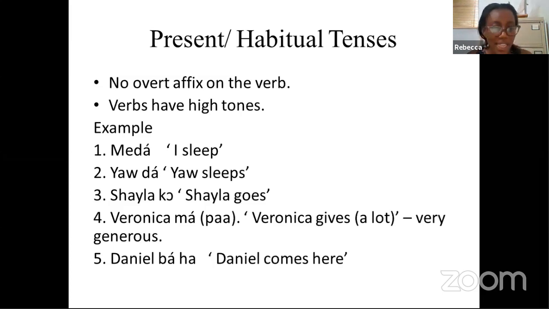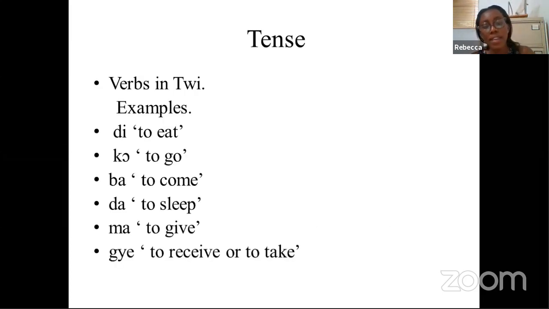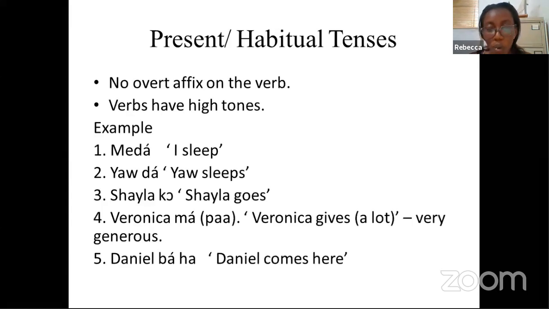That's simple. Now the next one, let's take ma. We saw ma here as to give. So Veronica ma pa. It means that Veronica gives a lot, so she is very generous. Ma means to give. Pa means a lot, in this context. So Veronica ma pa, very generous. Let's come to the next one.